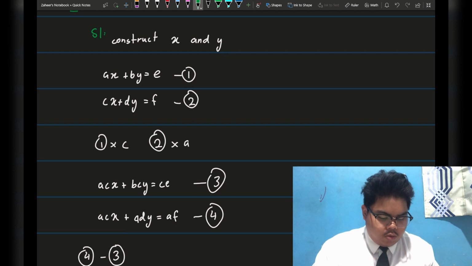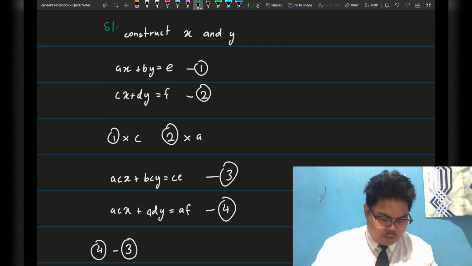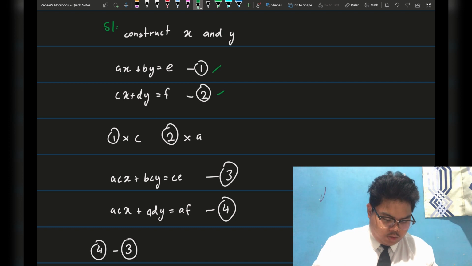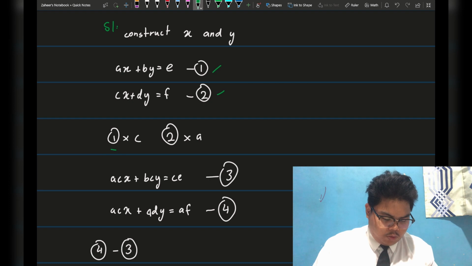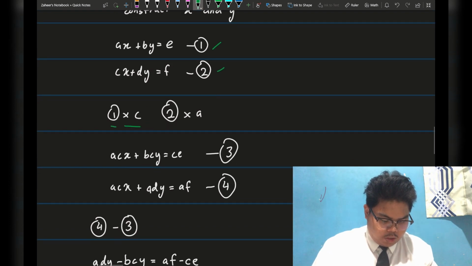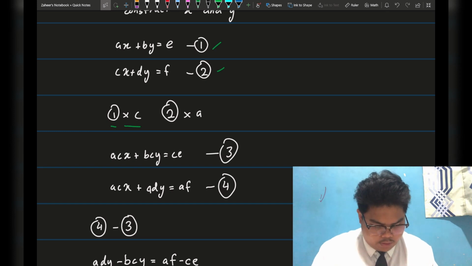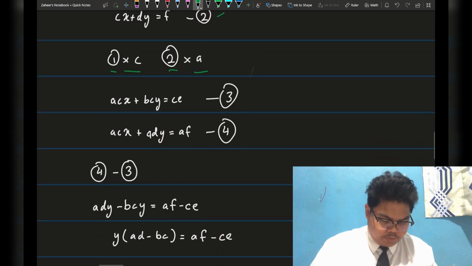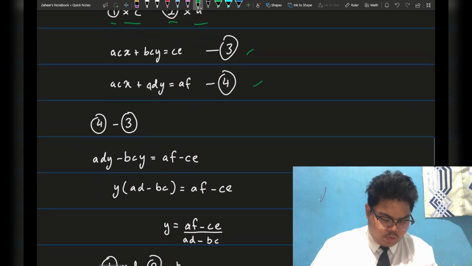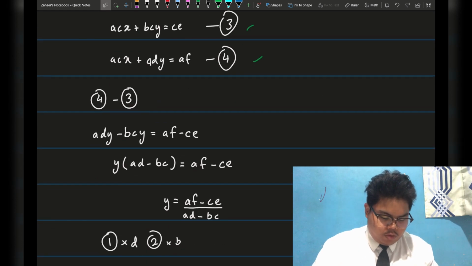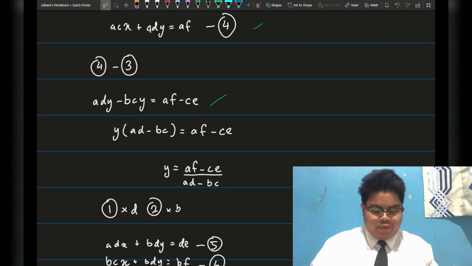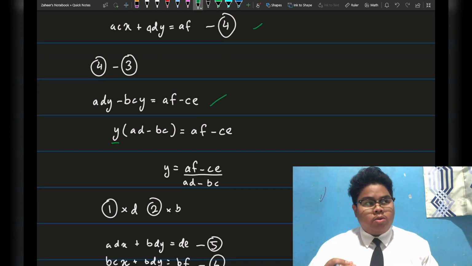We list down our equations. So what we need to do, we have 1 and 2. So we need to use the elimination. The first one we need to multiply by C, because we want to eliminate the DX, and 2 with A. So we got number 3 and number 4, and we can use the elimination method. So we got this, and then we need to factorize the Y, so we need to make the Y single.